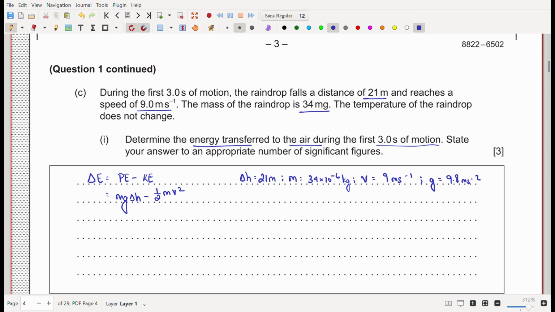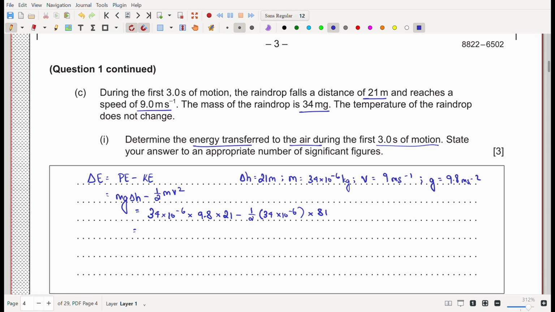So now I know all of you guys know that paper 2 is a paper in which you can use your graphics calculator. So I hope you all have it out to simplify a lot of these calculations. So let's plug in our values. 34 times 10 to the power minus 6 times 9.8 meters per second squared times delta h, which is 21 meters, minus half, where the mass is 34 times 10 to the power minus 6 kilograms, times v squared, which is 81.